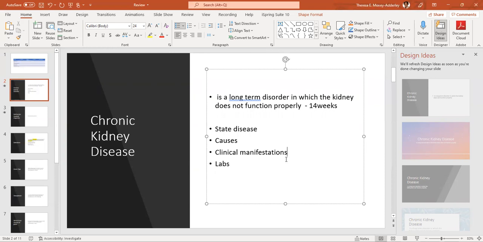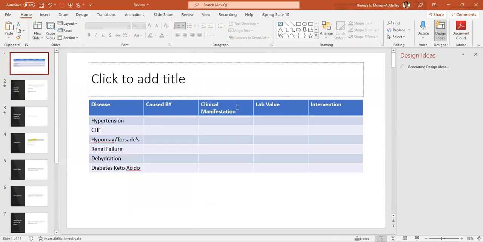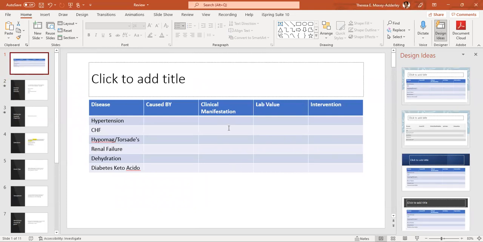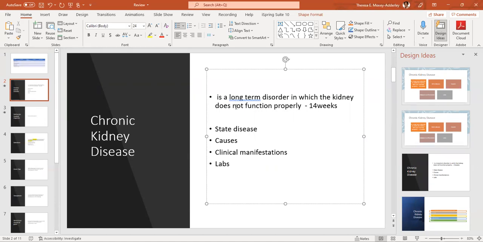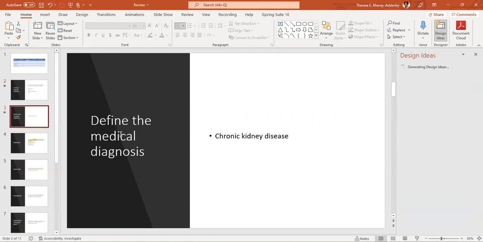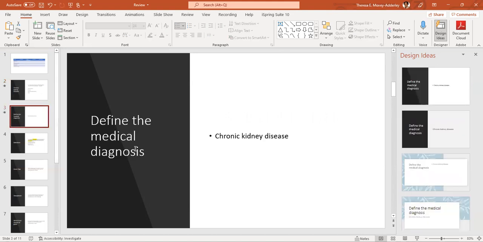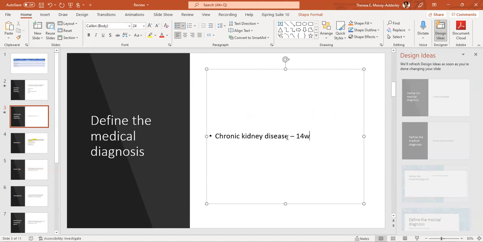If this patient had chronic kidney disease, when you looked at the clinical manifestation, you would go back to your case study and see that it did not line up. But first of all, this is not expected. This definition is not expected of a fourth year student, certainly not. This is another definition I got. Define the medical diagnosis. That was the question. Look, 14 weeks in class, and this is what I got for define the medical diagnosis.